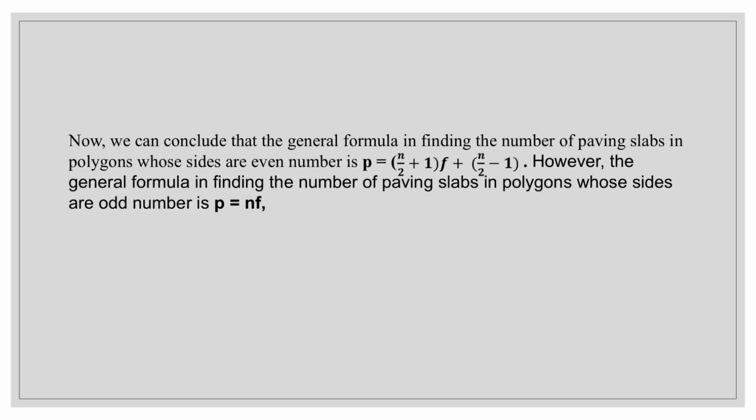However, the general formula in finding the number of paving slabs in polygons whose sides are odd number is P is equal to n multiplied by F.